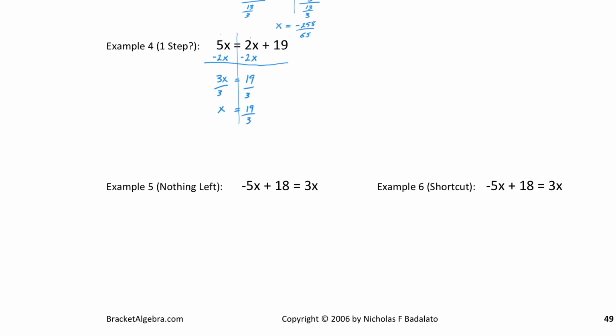Example 5. Now for people like me who always go to the left and they make the one on the right disappear, this ends up being a strange one. Again, we draw the wall. There's x's on both sides, so we make one disappear. Again, I always make the right disappear, so watch what happens. Minus 3x, minus 3x. Now, I end up with negative 8x plus 18 equals nothing.